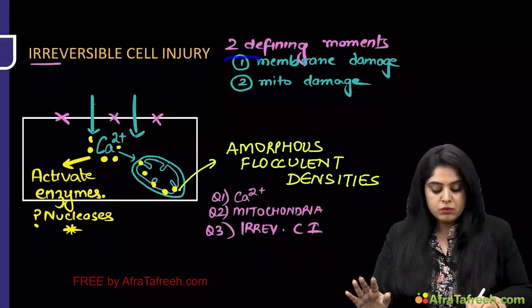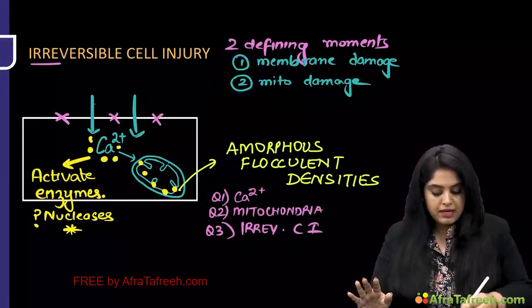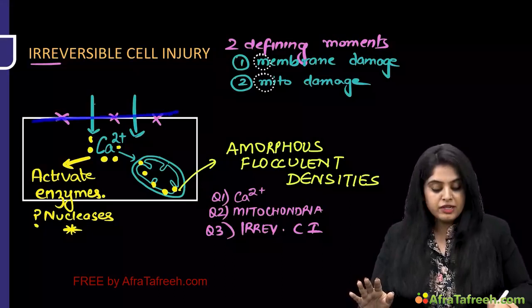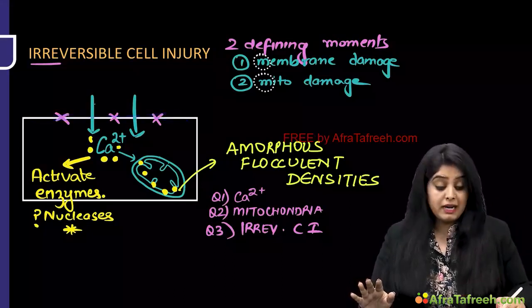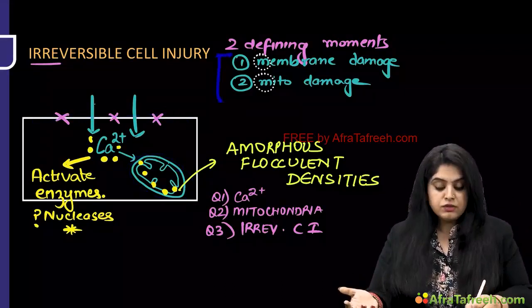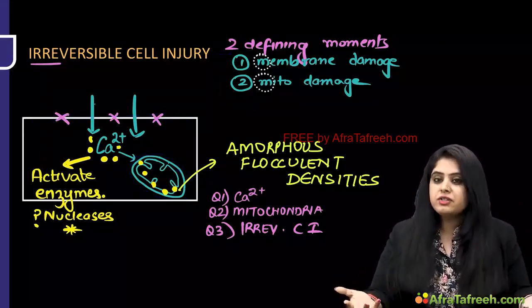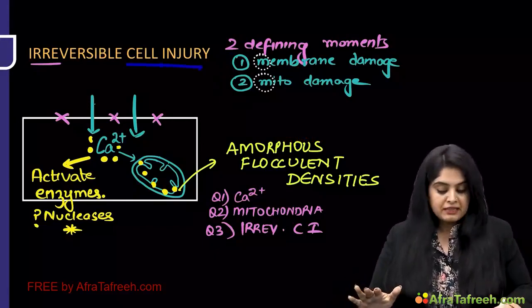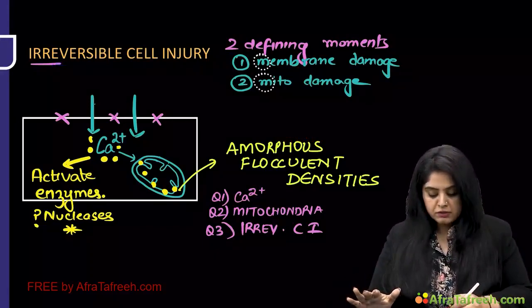So please remember, what were the 2 defining moments? It was M and M. One is membrane damage, one is mitochondrial damage. Membrane damage I can see because of which calcium came in. Mitochondrial damage also I can see because again calcium came in. So either of the 2 things is going to result in calcium entry, and it's going to be super bad. Calcium coming in is super duper bad. That wraps up your story of irreversible cell injury.